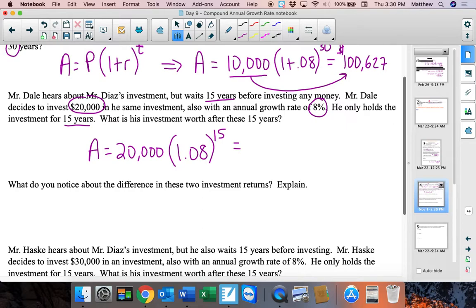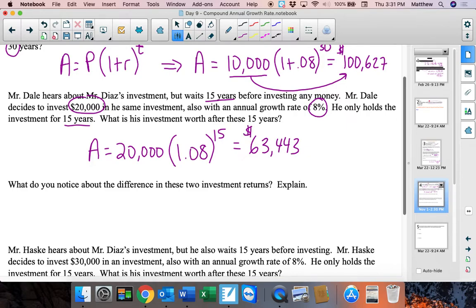20,000. Encourage you to do this along with me. I'm typing it into my calculator. Times parentheses 1.08 raised to the 15 gives us 63,443 when rounded to the nearest dollar. Sorry about that, let me just quickly fix that mistake. 63,443. So I want you just to take a minute here.